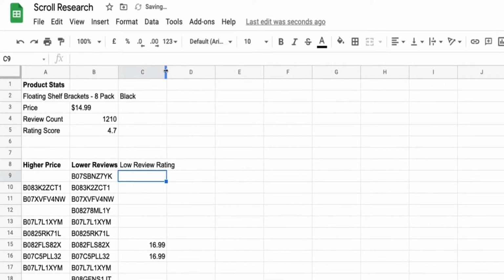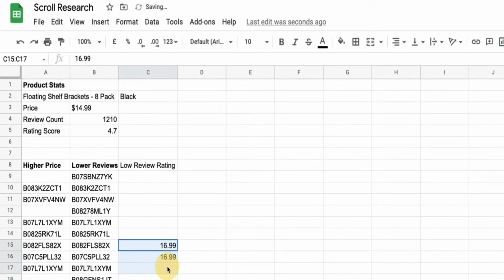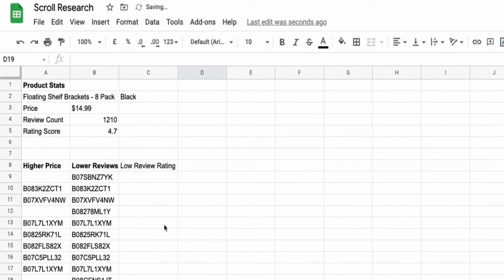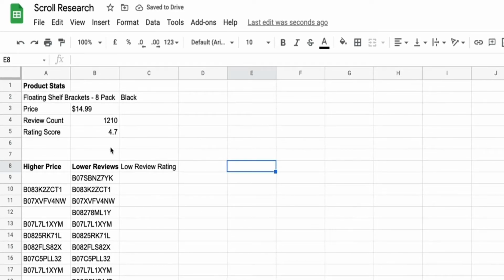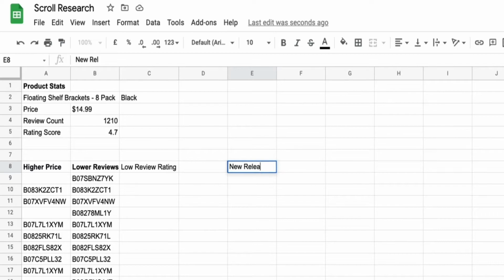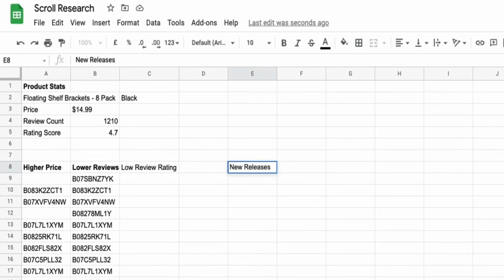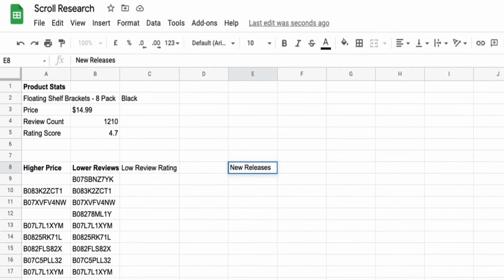Right? That can also be very powerful as well. And then on top of that, a few different ones that you can also test, especially when you have a very established listing, is new releases, right? So every single month we hunt for new releases, people that are absolutely brand new, right?